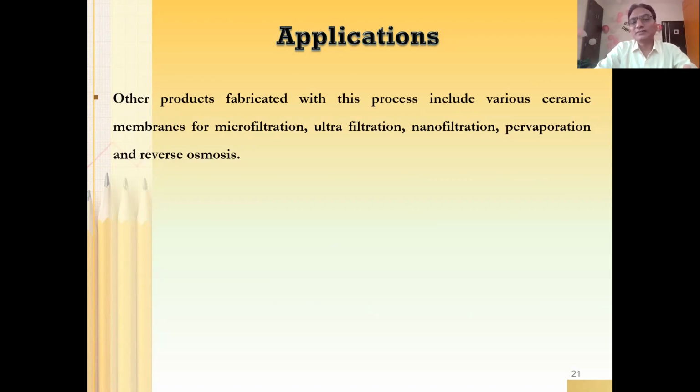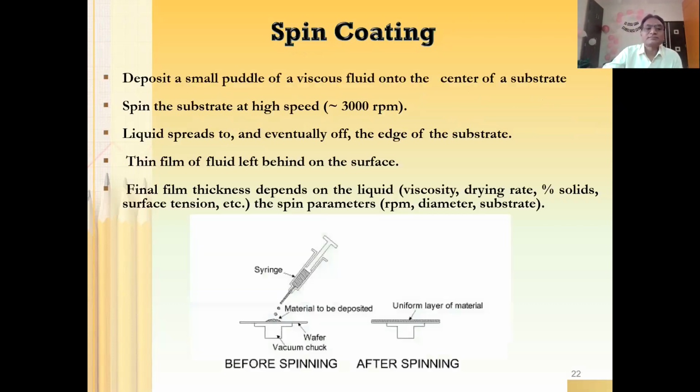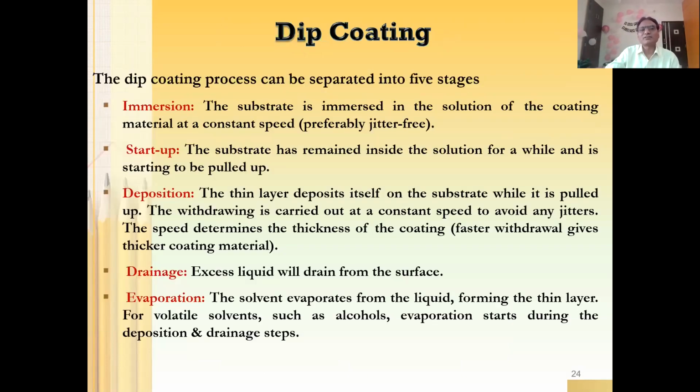And dip coating, and then spin coating. These are some of the examples of this. Spin coating we have already discussed in the last lecture, so we are not going to discuss it again. What is dip coating? As far as dip coating is concerned, the dip coating process can be separated into 5 stages. It means there are 5 stages of dip coating.